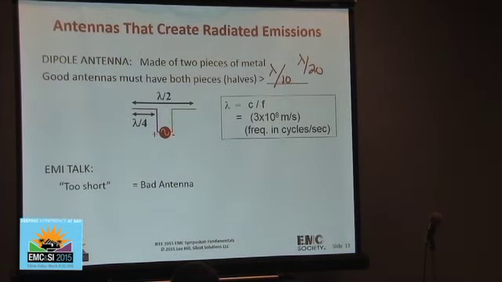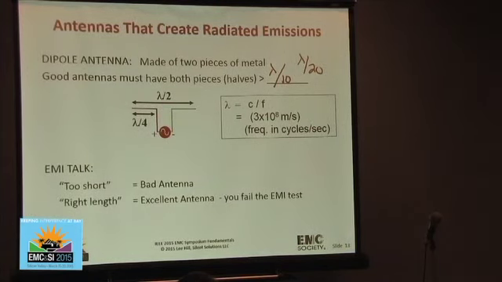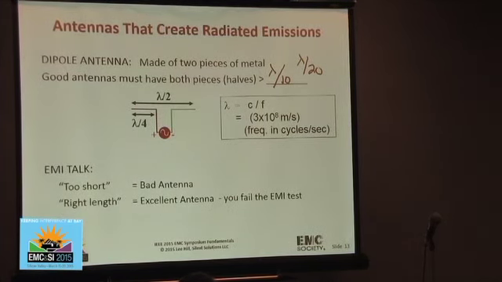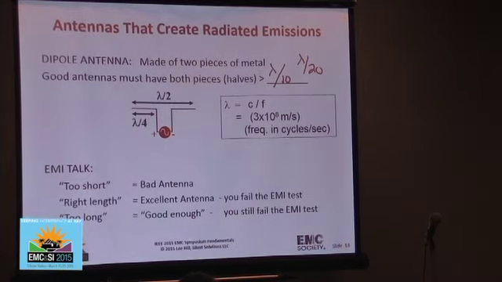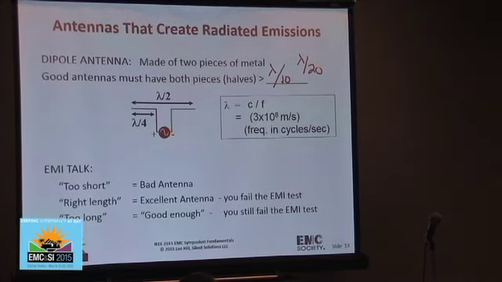So in EMI talk, we're not going to try to design exactly the right antenna, or discard our suspicions of possible antennas by measuring them and saying, if you're not a quarter wavelength, you're not going to cause trouble. Our EMI talk is going to be, if it's way too short, that's going to be an inefficient antenna, unlikely to cause a radiated emissions problem or a radiated immunity problem. But the right length antenna is an excellent antenna. You're definitely going to fail the EMI test. This makes antenna designers a little crazy. We say if the antenna is long enough, it can still cause trouble.